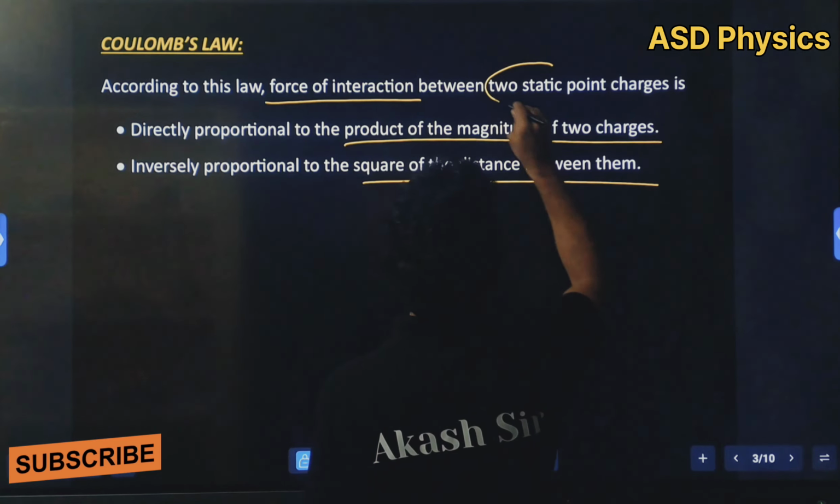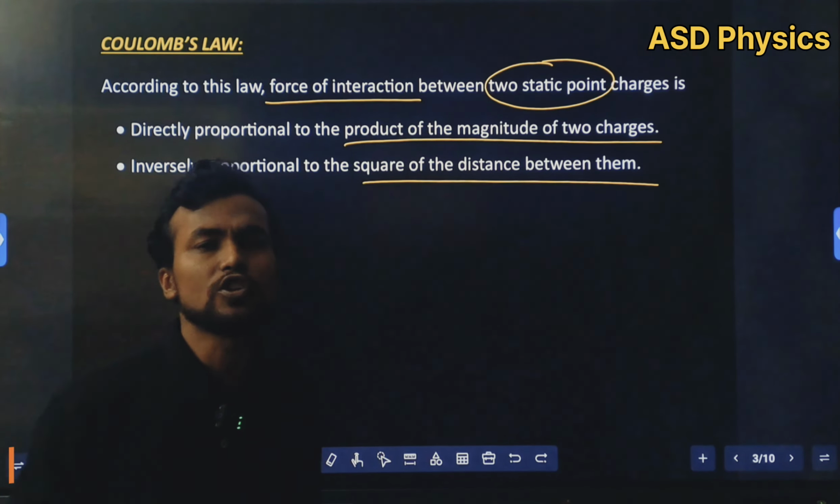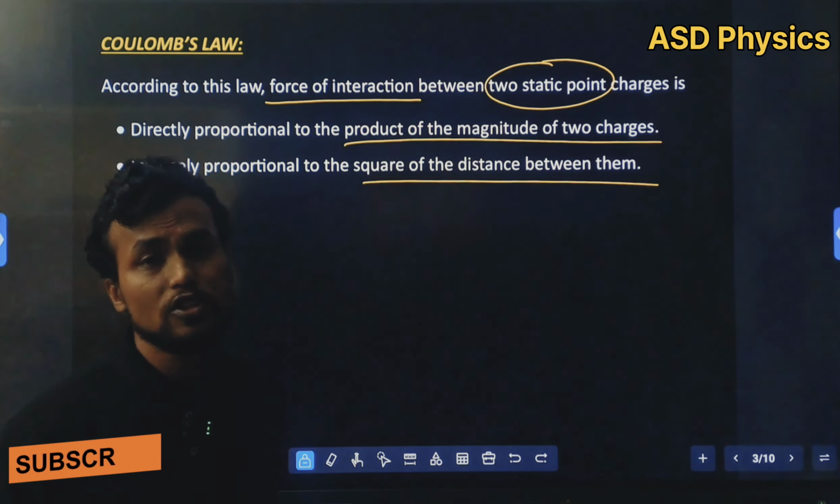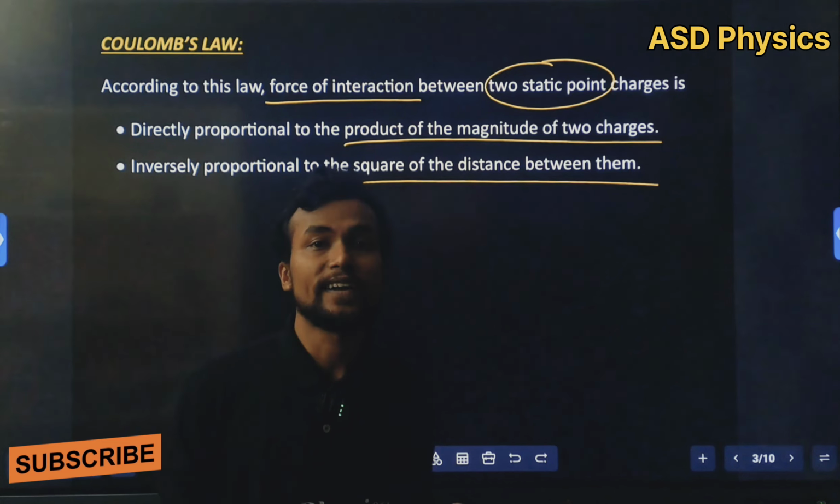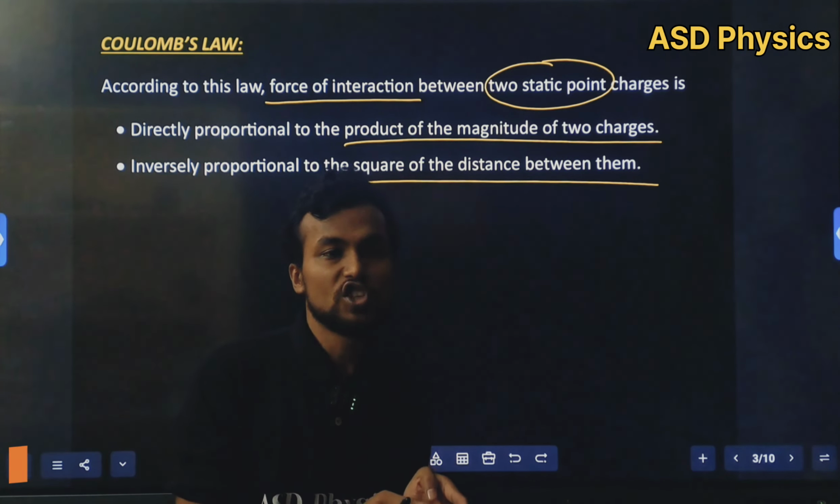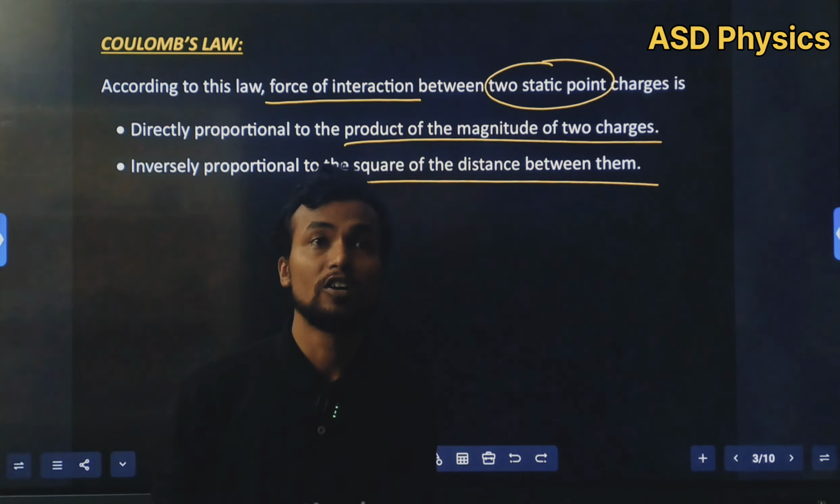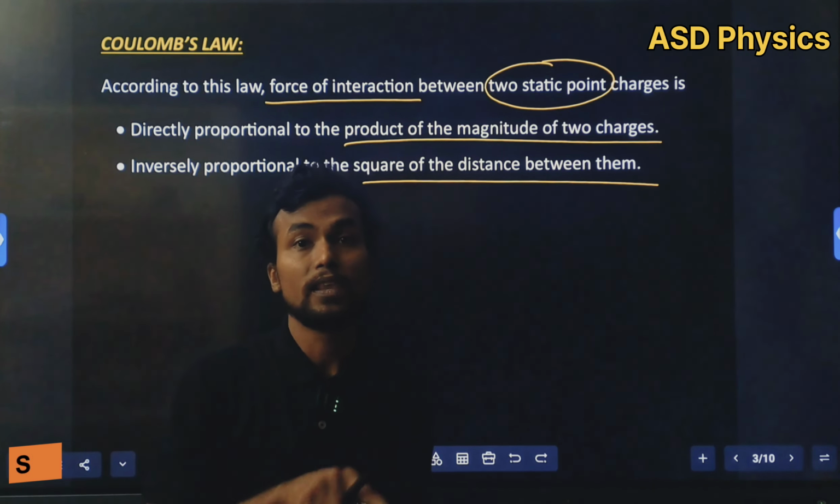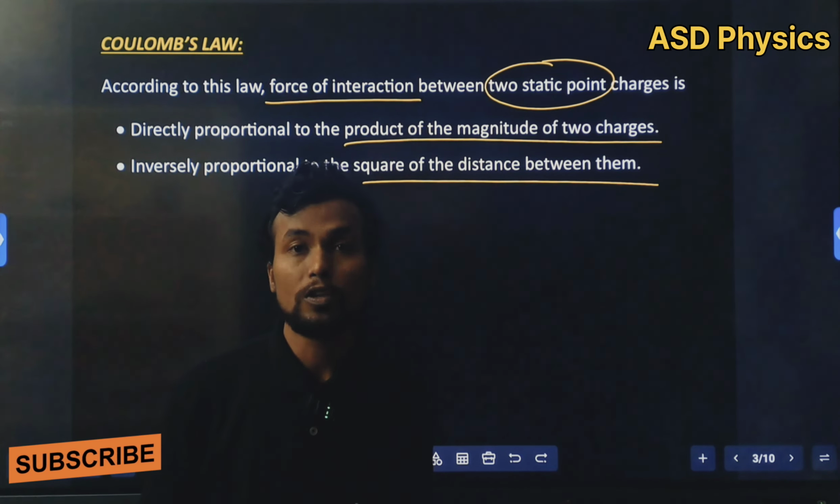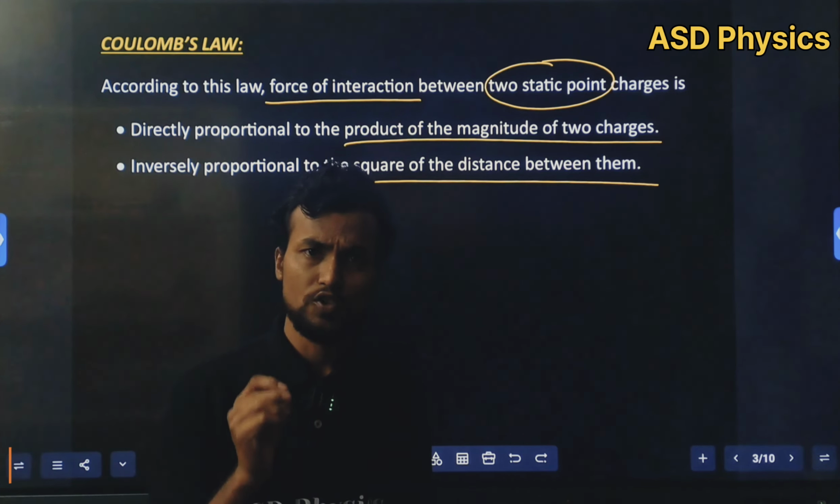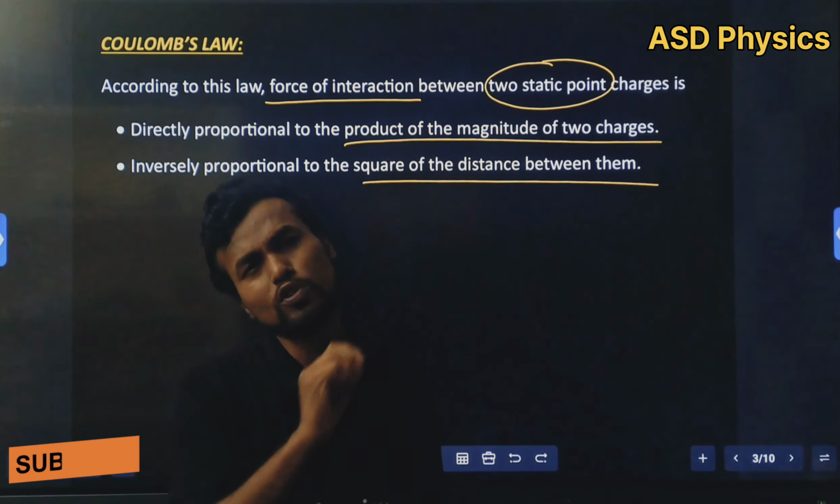Here we have written two static point charges. As of now we are learning Coulomb's law from the point of view of two static point charges. Even with one charge at rest and one charge in motion, we can apply Coulomb's law, like when the electron is revolving around the nucleus. So in the Bohr model also we use Coulomb's law. So please remember that there is no need for both the charges to be static.